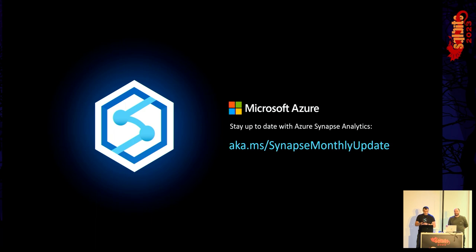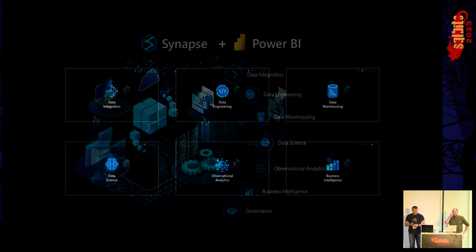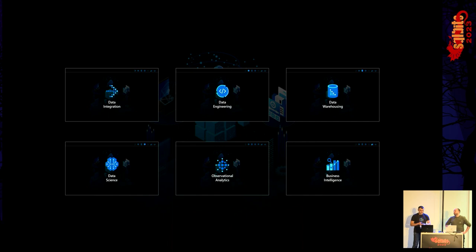But the real goal is to show you also the direction in which the product is heading. You probably know that Synapse is being developed in several areas or workloads. We'll go through the workloads one by one. It's covering data integration, engineering, warehousing and lakehousing, data science, observational analytics, business intelligence, and governance. Pretty much everything that is related to analytics. So we'll cover the areas mentioned previously, one by one, just to make sure that you know the direction and what the latest features are.